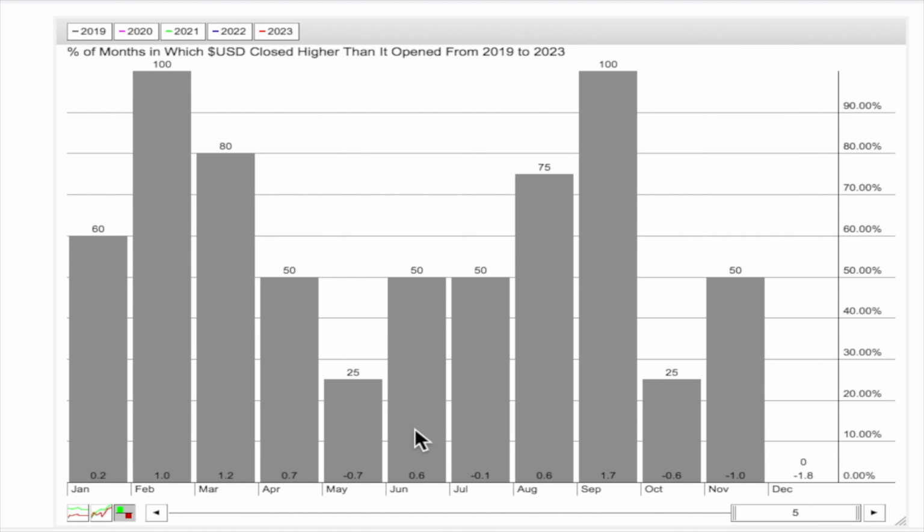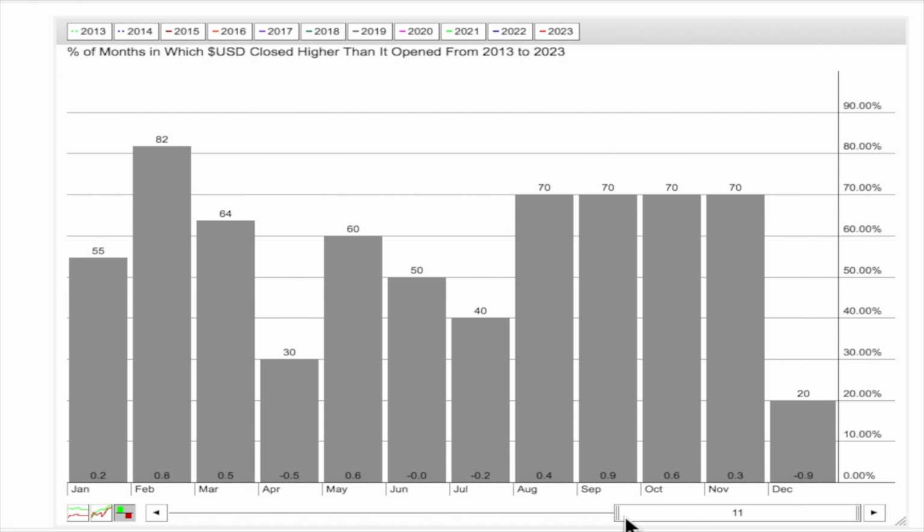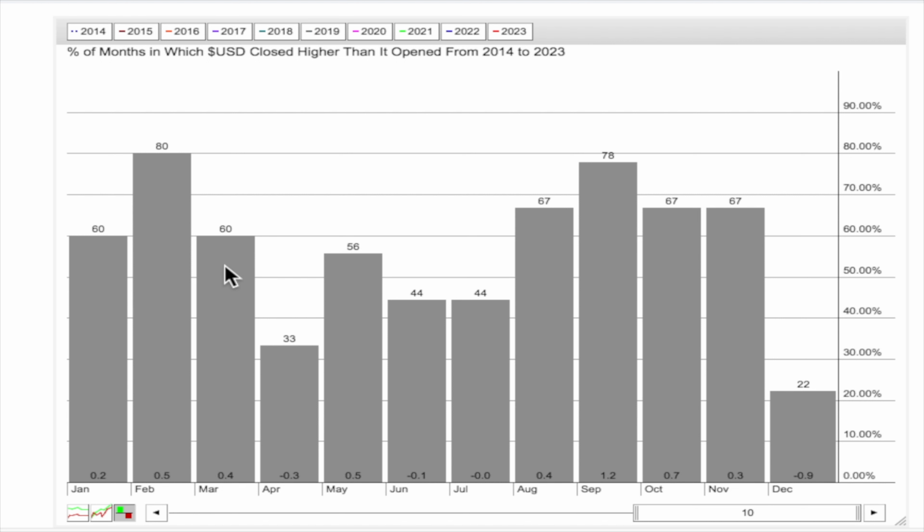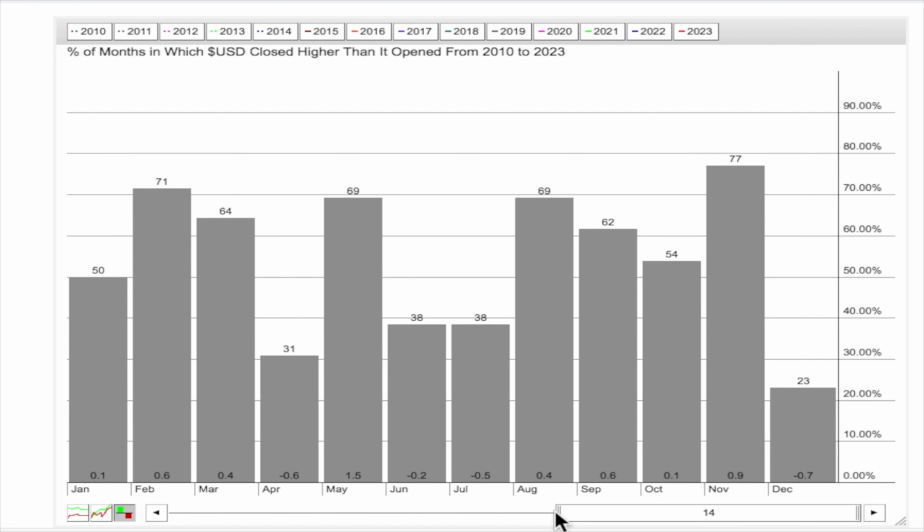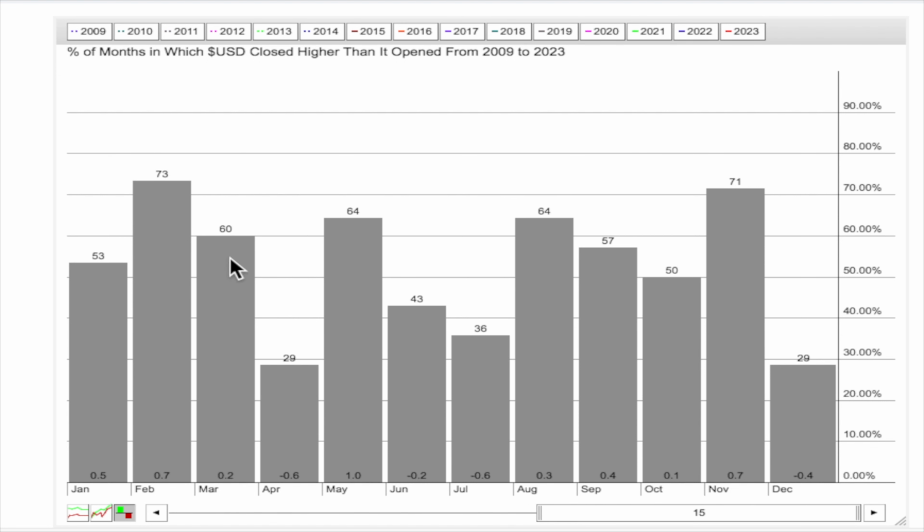In regards to seasonality, using the 5-year average, you can see that March is pretty strong. February is the strongest, April is flat, and May is the weakest. But March is pretty strong using 5 years. We go to 10-year, you can see that March is a little stronger, February is the strongest, and April is the weakest. We go to 15 years, you can see that March is a little stronger, above the 50%. February remains the strongest, and April is the weakest.